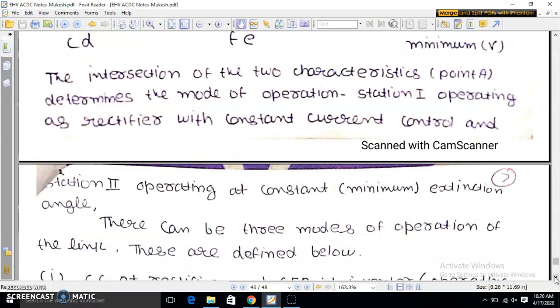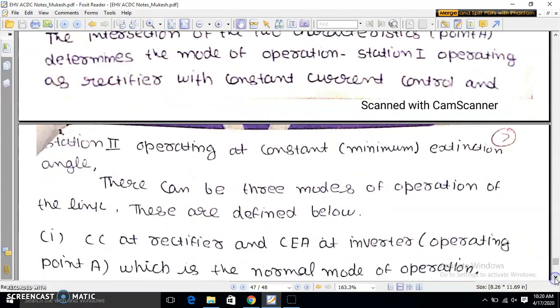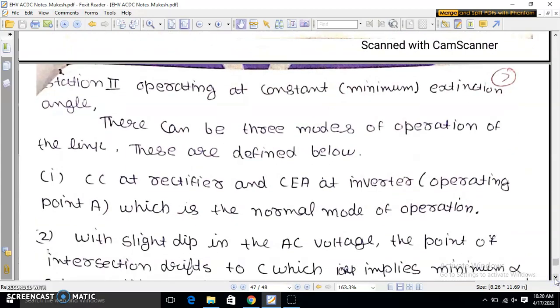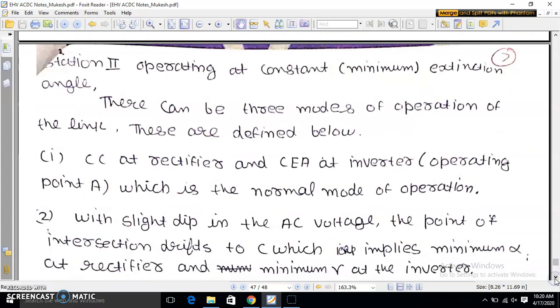There can be 3 modes of operation of the link, which are defined below. It is CC at the rectifier and CEA at the inverter, operating point A, which is the normal mode of operation.